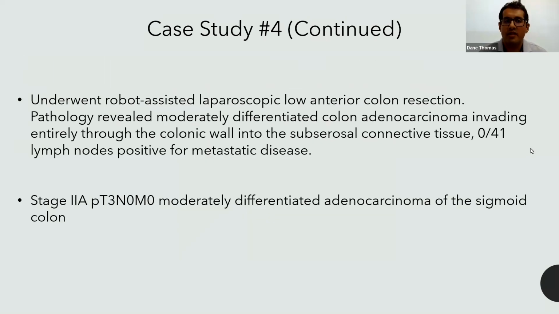She then underwent a robot-assisted laparoscopic low anterior colon resection. Pathology revealed moderately differentiated colon adenocarcinoma, invading entirely through the colonic wall into the subserosal connective tissue, with 0 out of 41 lymph nodes positive for metastatic disease. So her staging was 2A pT3 N0 M0 moderately differentiated adenocarcinoma of the colon.